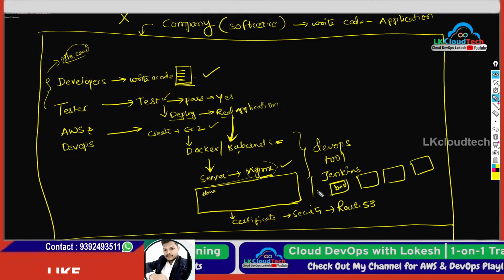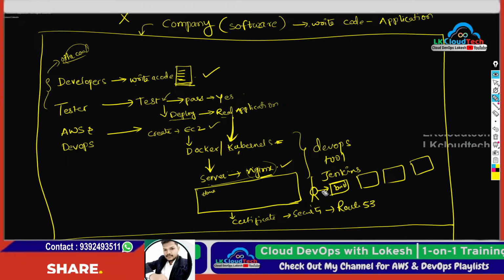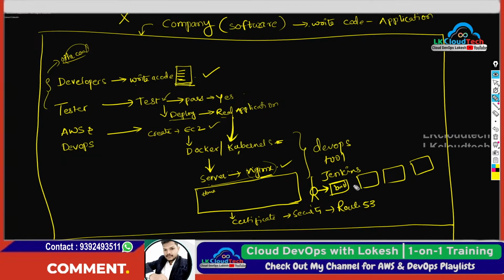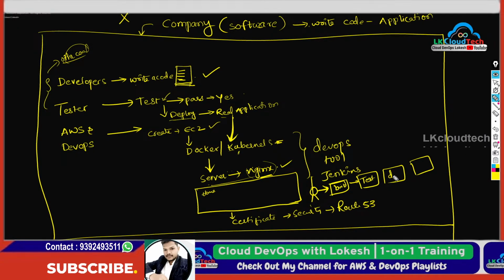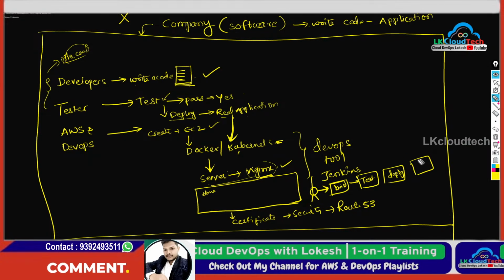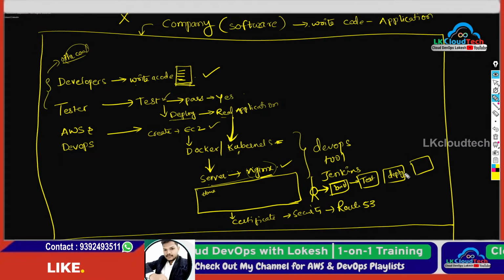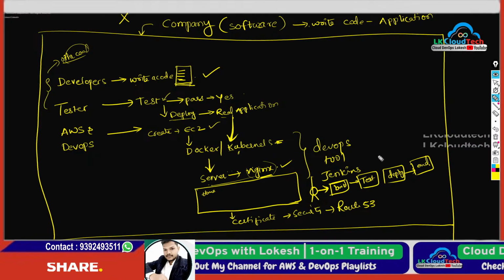Okay, first you need to build it. The developer will write the code. After that they will build it. Next they will test it. Next they will deploy it. Once after the deploying, you can see the end product. So this is called a pipeline.